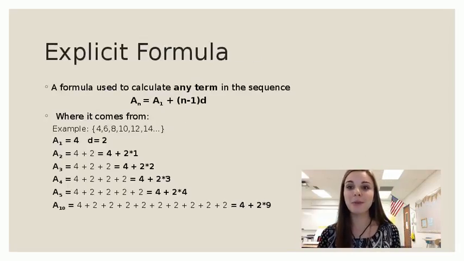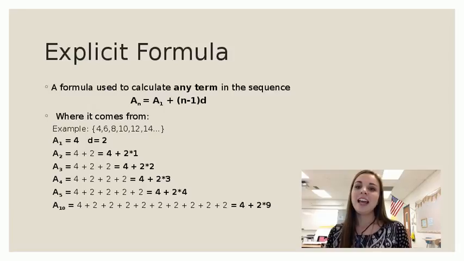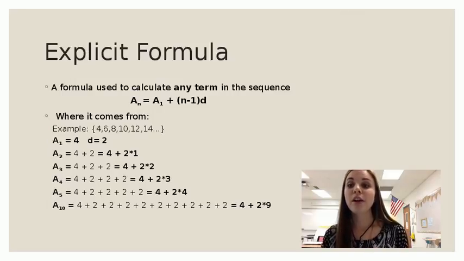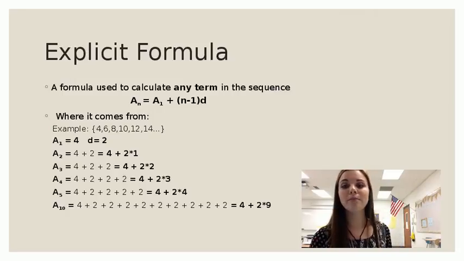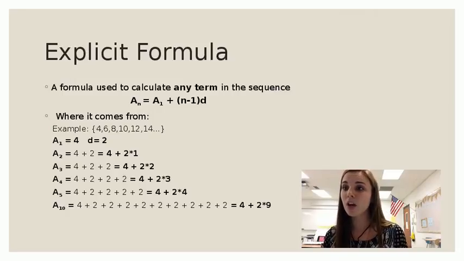All right, explicit formula. This is a formula used to calculate any term in the sequence, which is why it's so great. You can calculate whatever term you want. So you see the formula there. It's a sub n equals a sub 1 plus n minus 1, all times d.